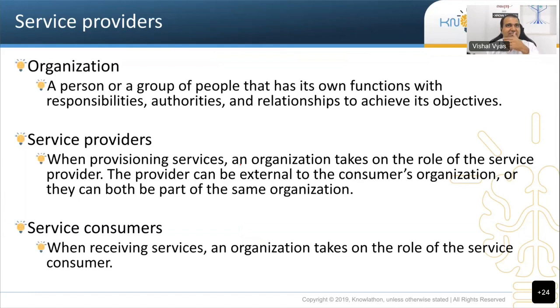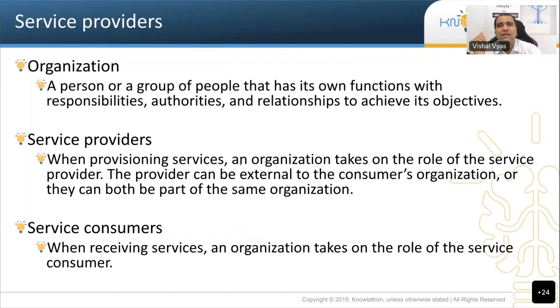So the point is, an organization is a group of people that has its own functions with its own responsibilities, authorities, relationships. This organization can take up a role of service provider while providing services, and will take up a role of service consumer while receiving services. The provider can be external to the customer's organization, or both can be part of the same organization: internal service provider or external service provider. When receiving services, the organization takes up the role of service consumer. Service consumer is a common name.